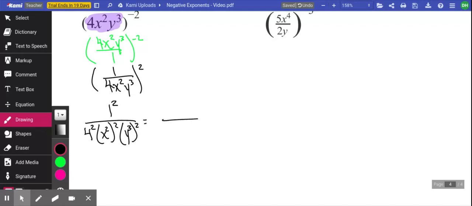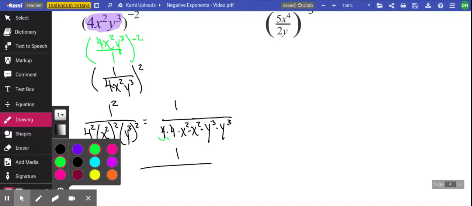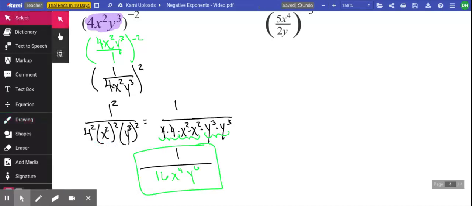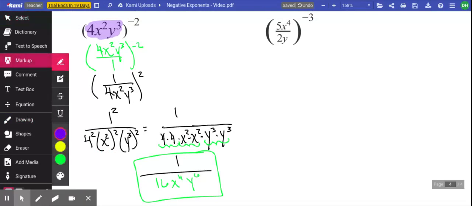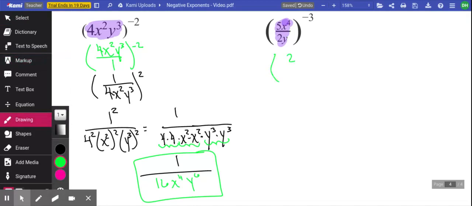And so in other words, we've got 1 all over 4 times x squared times y cubed. And that's going to make, let's see, the 4 times 4 makes 16. X squared times x squared makes x to the 4th because we're adding exponents. And y cubed times y cubed makes y to the 6th because we're adding exponents. All right. Now, the cool thing about this next one, I think it looks more intimidating, but it's actually easier because, again, we've already got a fraction. So let's put the 2y on top. Let's put 5x to the 4th on the bottom.